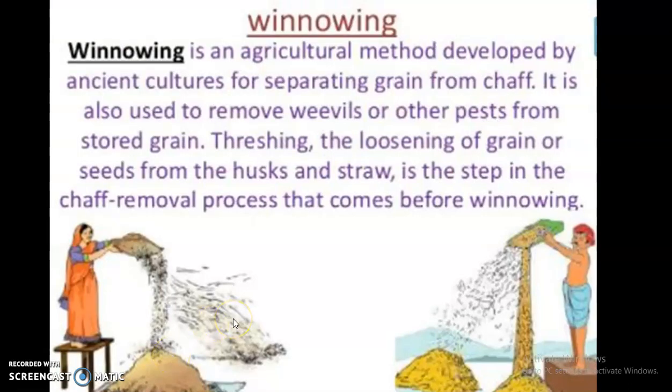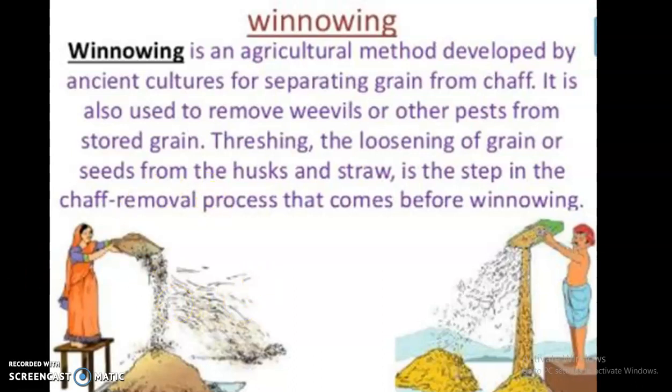Next technique is winnowing. विनोइंग एक एग्रीकल्चर मेथड है, जैसे मैं आपको एक्सप्लेन कर चुकी हूँ. It is also used to remove weevils and other pests from the stored grain. जो आपने ग्रेन स्टोर किया होता है आफ्टर थ्रेशिंग, उसके बाद उसमें कुछ कीड़े पेस्ट लगने का खतरा है. अगर उसमें लग भी गया है तो विनोइंग मेथड से उसको हम सेपरेट कर सकते हैं. Threshing, the loosening of the grain and seeds from the husk and stalks, is a step in the chaff removal process that comes after threshing and before winnowing.